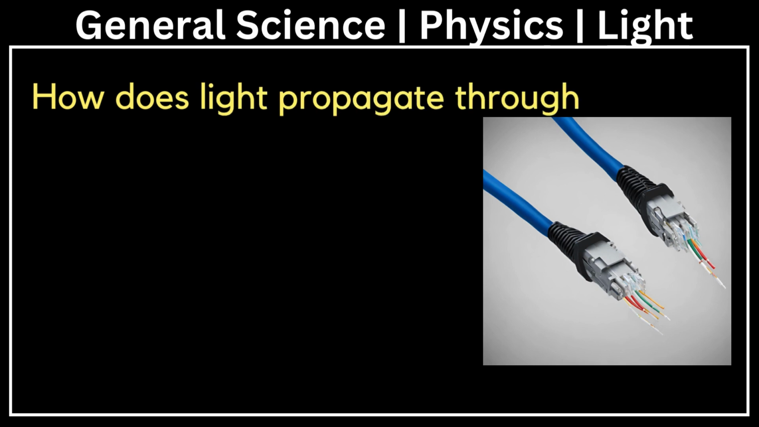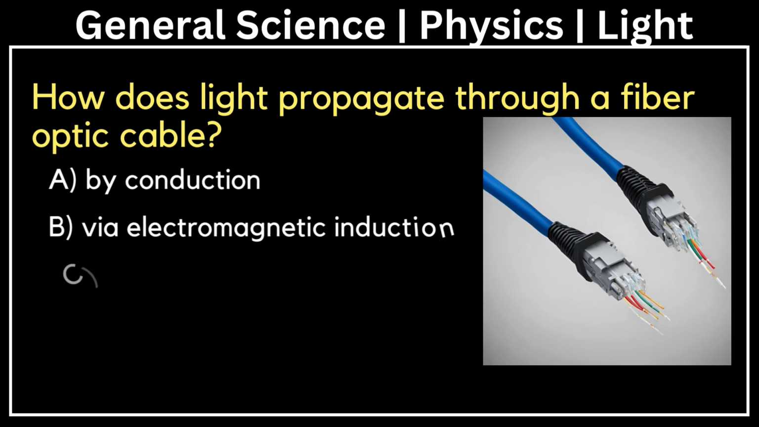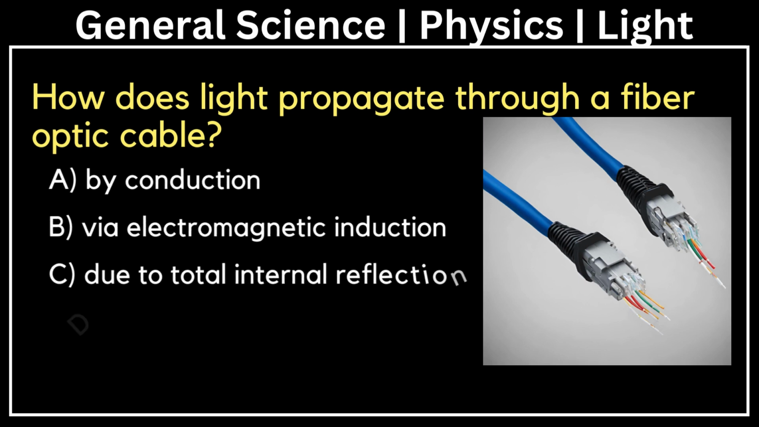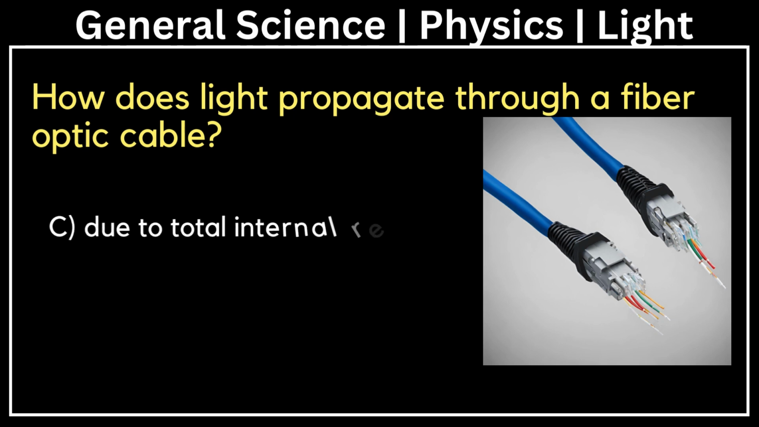How does light propagate through a fiber optic cable? The options are A. By conduction. B. Via electromagnetic induction. C. Due to total internal reflection. D. By the movement of electrons. The answer is C. Due to total internal reflection.